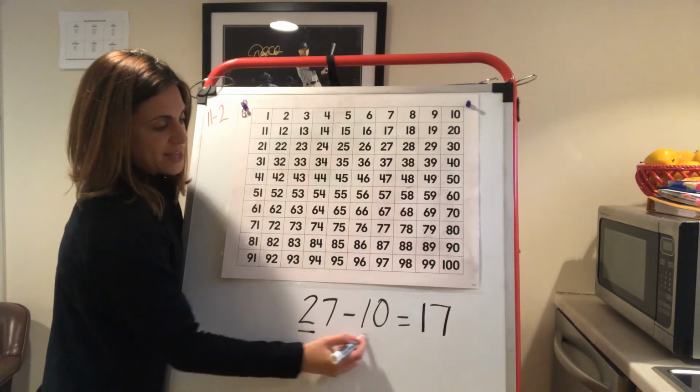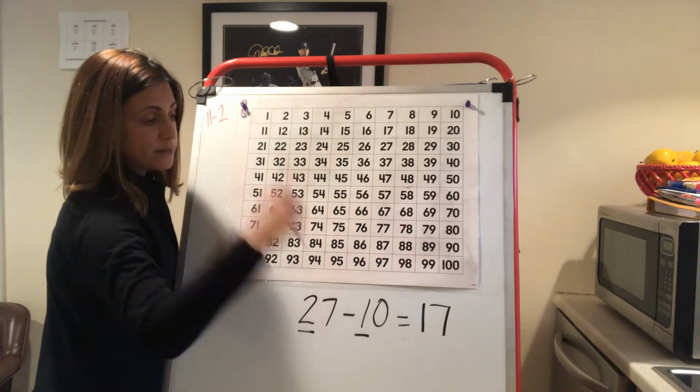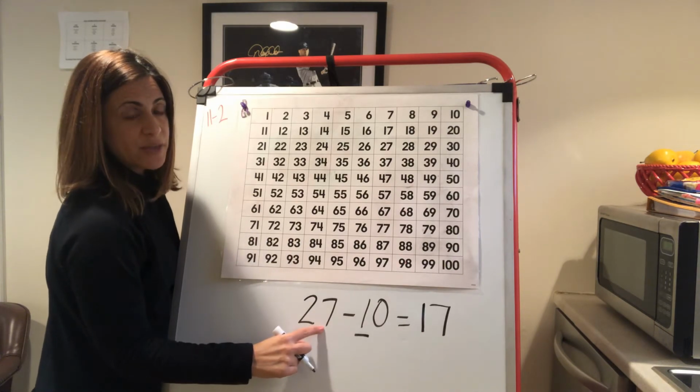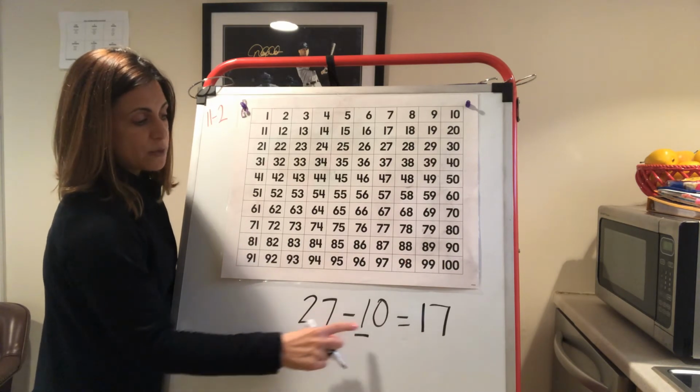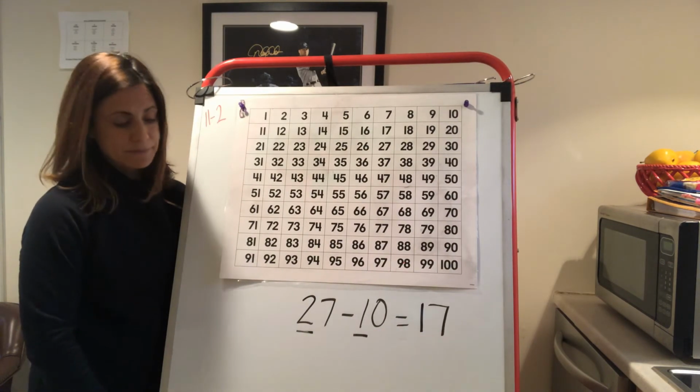When you look at the tens, you see 2 minus 1. 2 minus 1 is 1. That's there. You know your ones are going to stay the same because you're taking away 0. 7, take away 0 is 7. 7 ones. Your answer is 17.